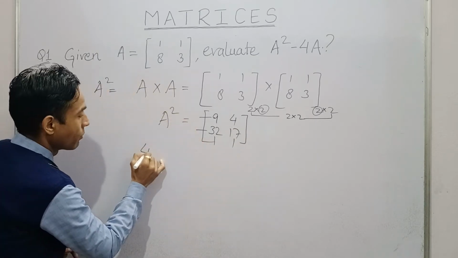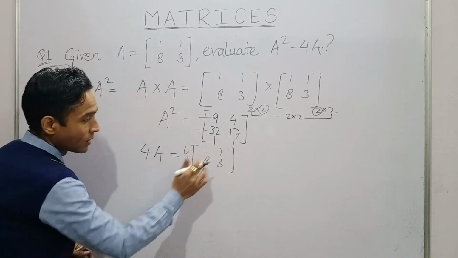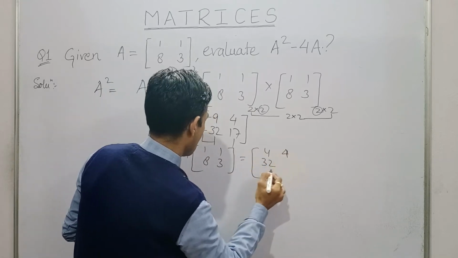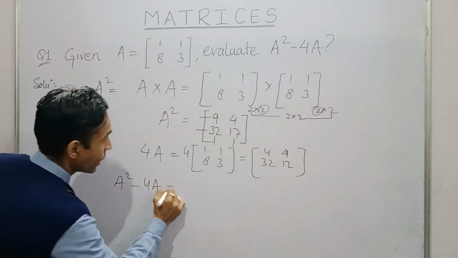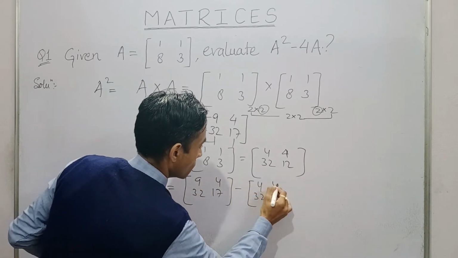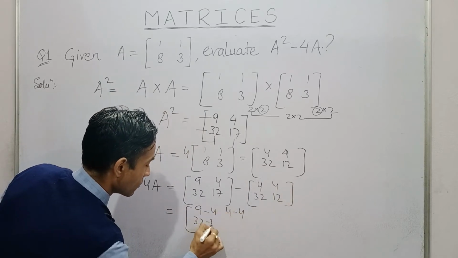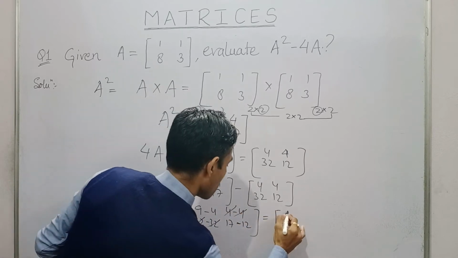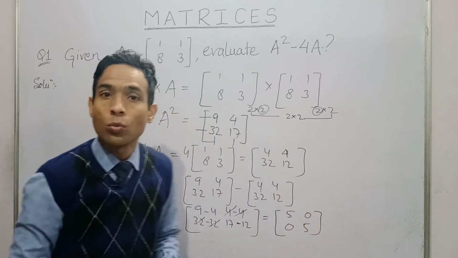Now let's find 4A. We will multiply 4 inside this matrix, so we will get, now let's evaluate the value of A square minus 4A. This gives this is our answer. Now let's do our next question.